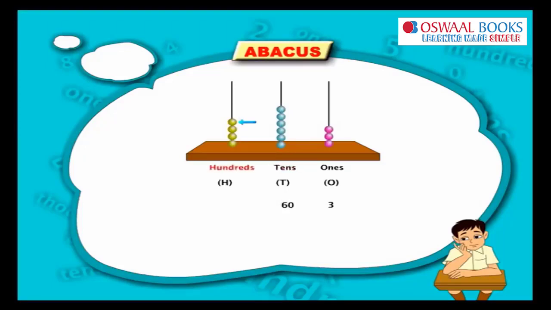There are 1, 2, 3, 4 green balls in the hundreds column. It means there are 4 hundreds. Therefore, 4 hundreds plus 6 tens plus 3 ones. That is 400 plus 60 plus 3 is equal to 463. We write this in words as 463.